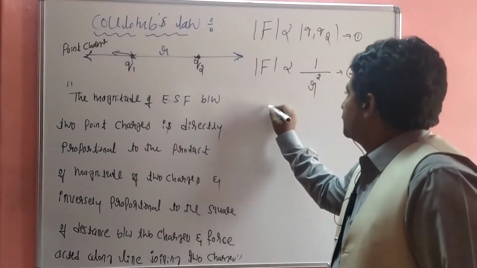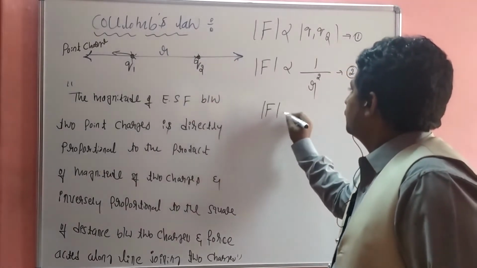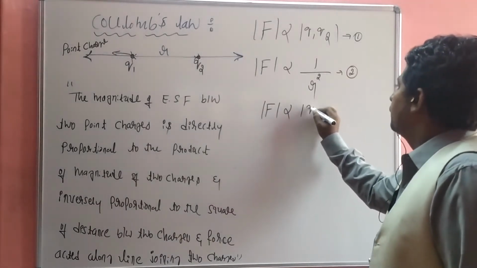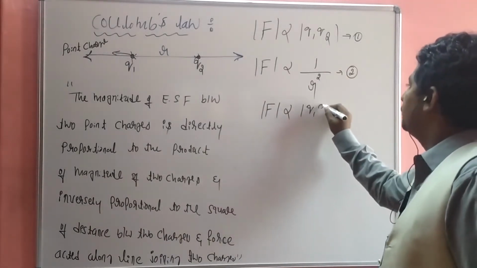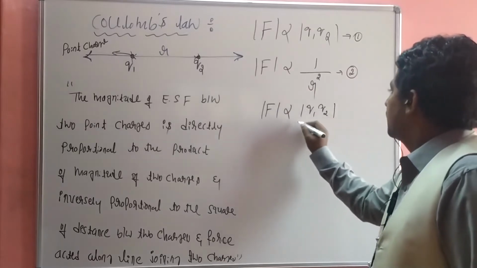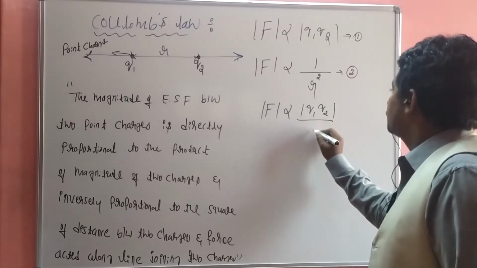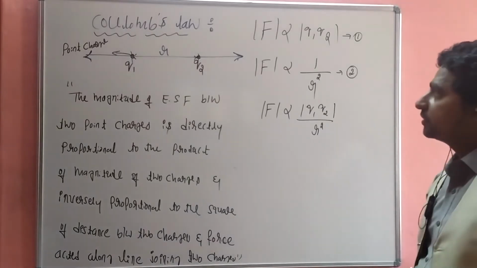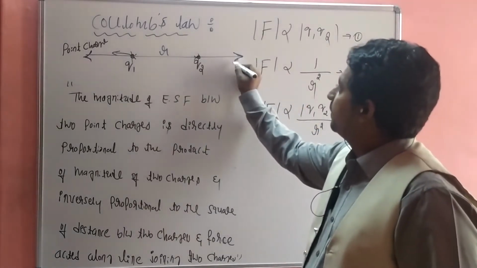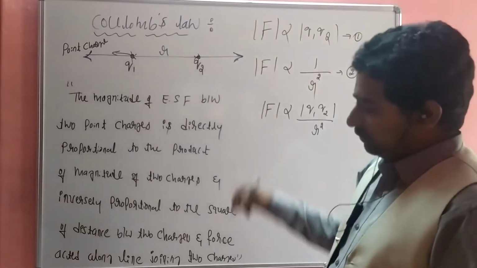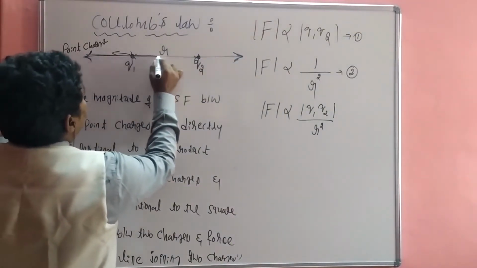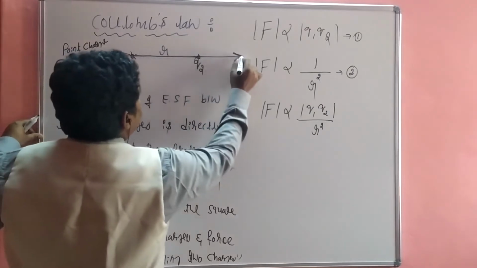So comparing these, the electrostatic force is directly proportional to the product of the magnitude of the two charges and inversely proportional to the square of the distance between the two charges, and the force acts along the line joining the two charges. So this is the line joining these two charges. This is the force.